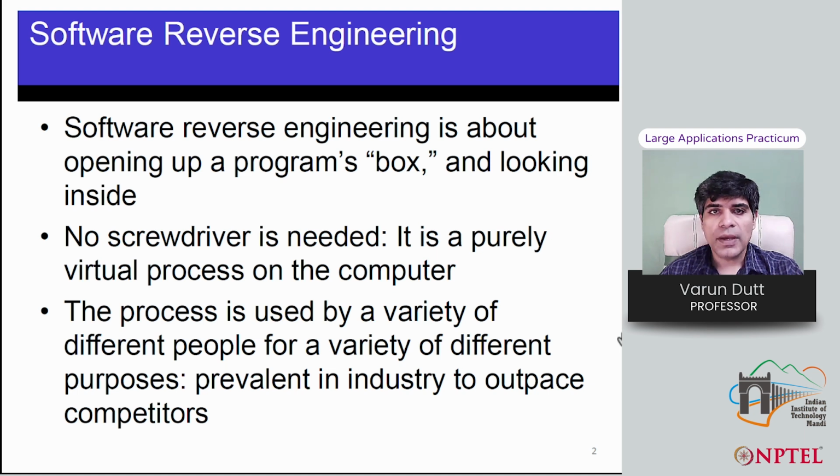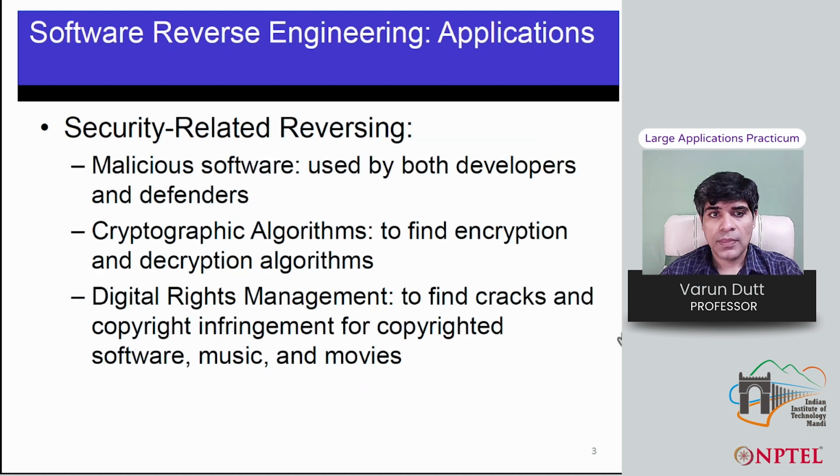The process is used by a variety of different people for a variety of different purposes, and is prevalent in the industry to outpace competitors. If you have an executable file and you want to understand how it works, you need to reverse engineer it. Software reverse engineering allows us to reverse engineer an executable file to understand its working. Its applications include, of course, malicious software.